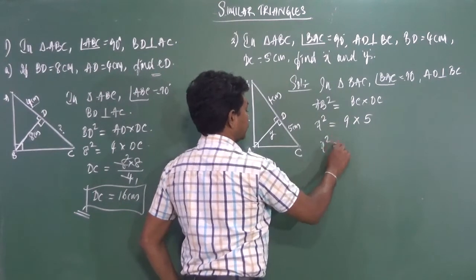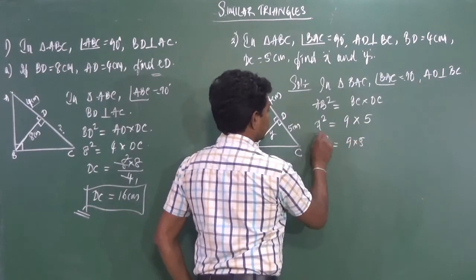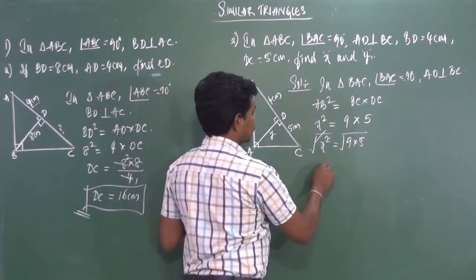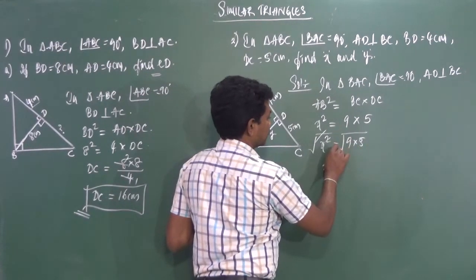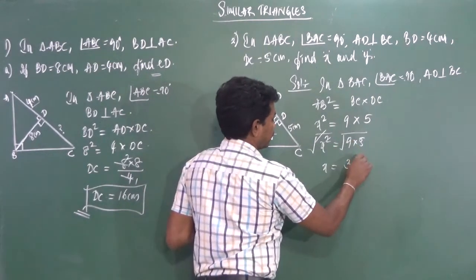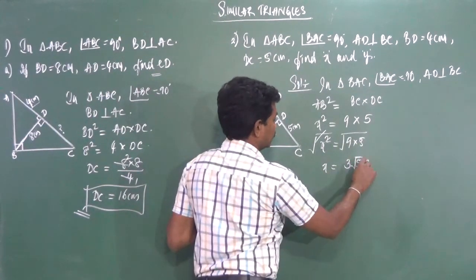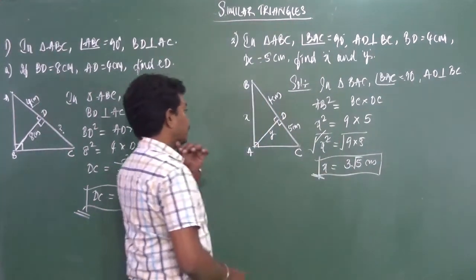So X square is equal to 9 into 5. We will take the square root on both sides, so square and root cancel. So X is equal to, as 9 is a perfect square, the square root of 9 is 3. And 5 is not a perfect square, so it remains inside the root. So X is equal to 3 root 5 centimeters. So this is the answer.